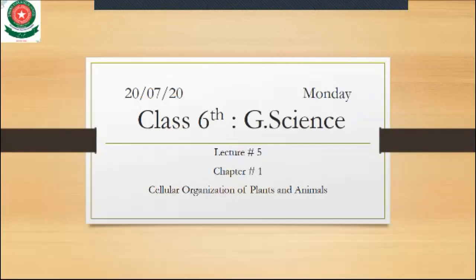Today is our lecture number 5, chapter number 1, cellular organization of plants and animals. In the previous lecture, we learned about the organ system of plants and animals. In today's lecture, we will learn about the major human organ systems.